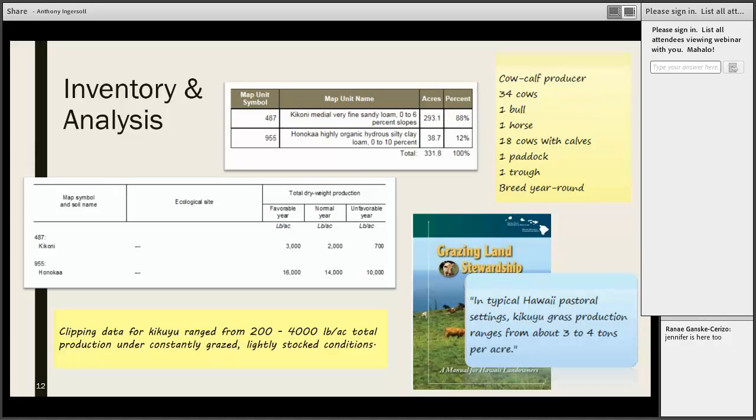So based on all of this, we look at it all, we think about what we saw in the field, and we feel pretty safe in using an assumption of about 7,000 pounds per acre for our baseline. It's reasonable to expect that from the clipping data. It's right in the middle of the range of the soils, and it's also right in the middle of the range of the Grazing Land Stewardship Manual. It's probably a decent place to start.